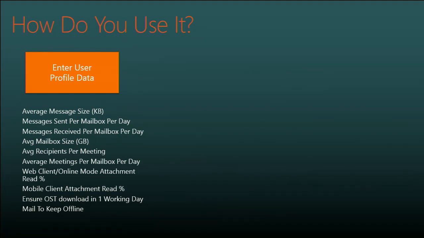And the final one is new for 2013. It's this mail to keep online. This is the slider in Outlook 2013, which says, I only want to have in my OST file the last 6 months worth of data. And then we use that combined with the average mailbox size and the messages sent and received per user per day to determine what that looks like. So we try and predict essentially how big your OST file will be if you select 6 months or 12 months. And then we use that for some values.